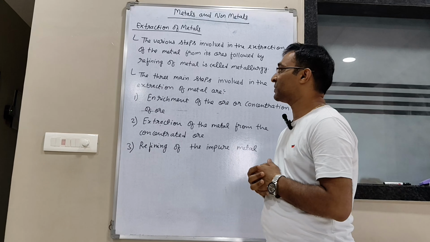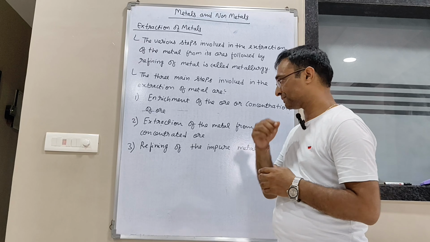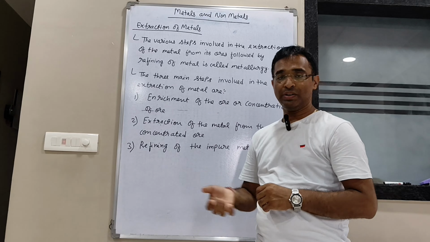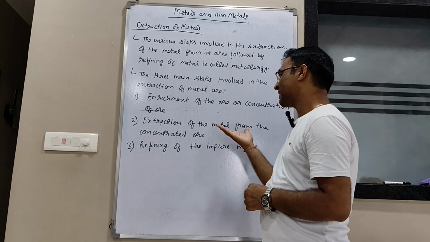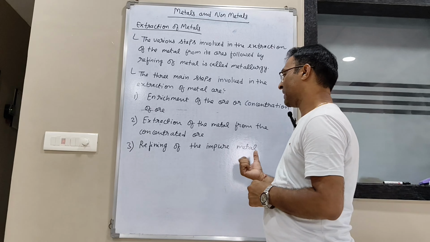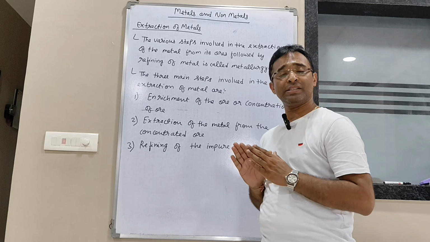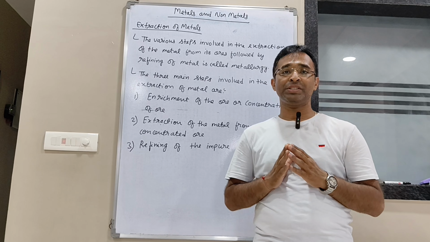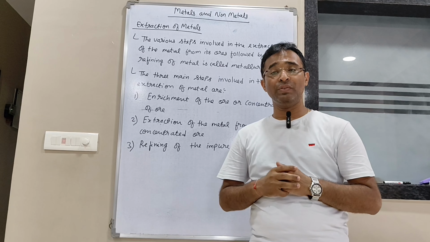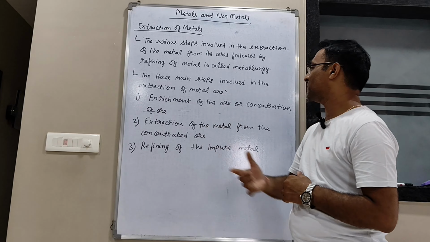Now there are three steps by which metal is extracted and enriched from its ore. The first step is enrichment of the ore or concentration of the ore. Second step is extraction of metals from the concentrated ore. Third is refining of the impure metals. We will discuss in detail each step and the processes involved, but as an introductory part, let me give you the details of each step. First is enrichment of the ore.